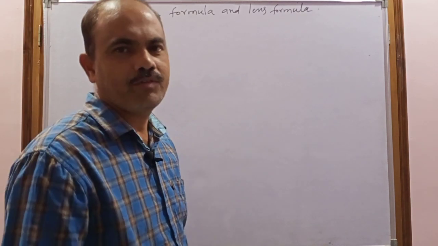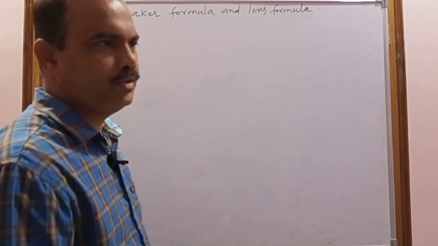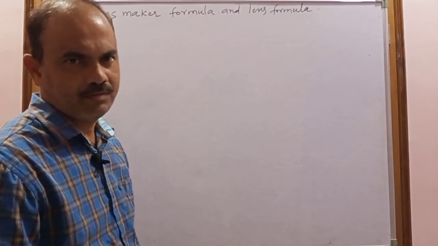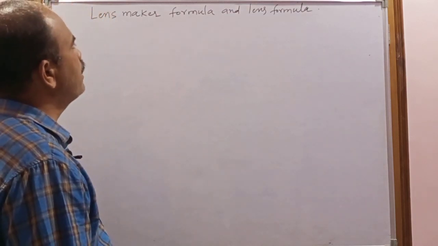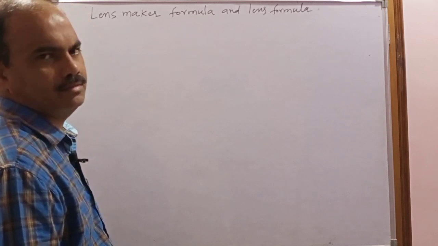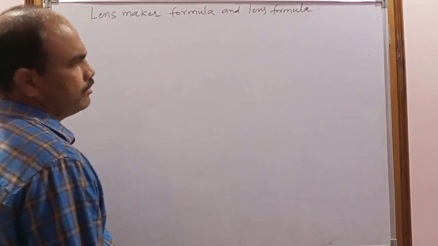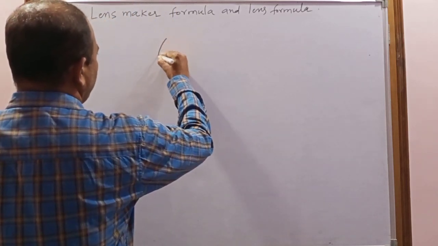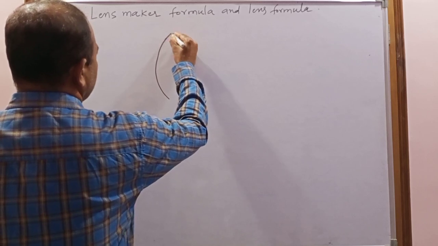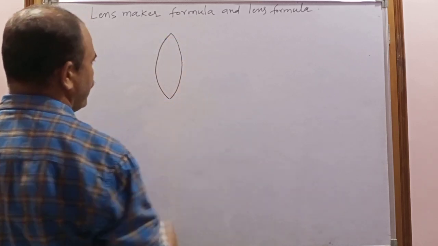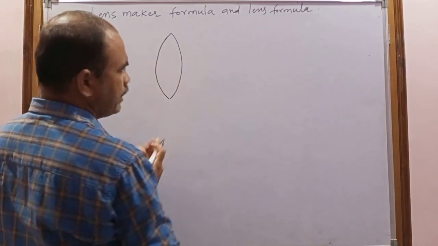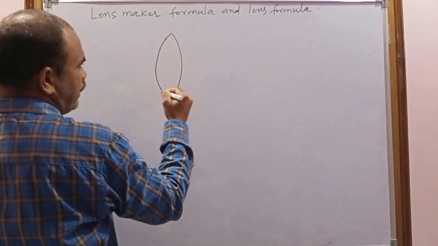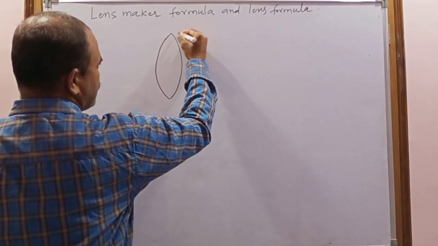Hello children and viewers. Today I am going to derive the lens maker formula as well as the lens formula. To derive the lens maker formula, I am going to take a biconvex lens or double convex lens. Let us consider a double convex lens, which has two spherical surfaces. This biconvex lens has refractive index n suffix L.